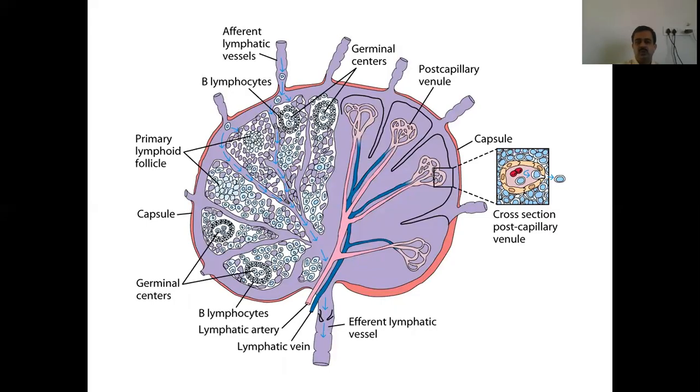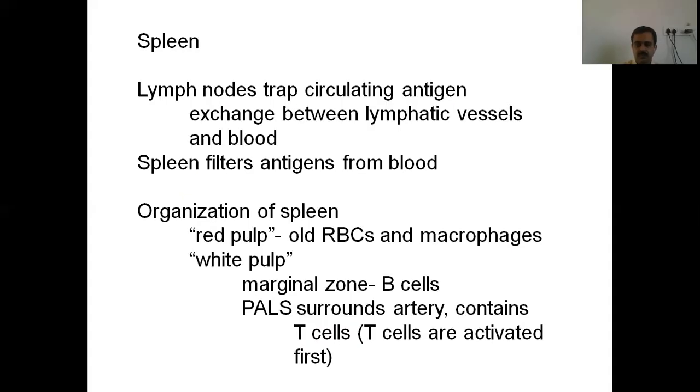You can see here the lymphocytes are present inside the lymphoid organ, and if you see these cross sections and the vessels are here, it means the antigens are here. See, the primary lymphoid follicles are being developed inside the particular capsules.